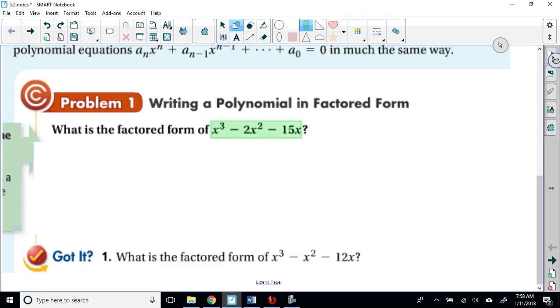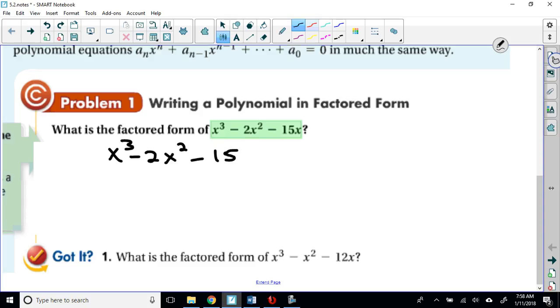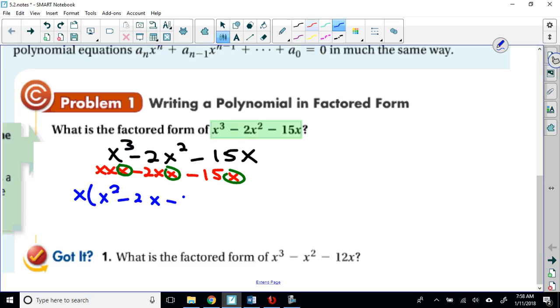That's a good start, and it actually is in standard form. So let me just write it a little bit bigger so we can see it. We got x cubed minus 2x squared minus 15x. So it's in standard form. That's always helpful to have them in standard form to start. So is there anything that we can do to break that down? Yeah, you can pull an x out or factor an x out. This is really xxx, this is minus 2xx, and this is minus 15x. There's a common x in all of them, so we factor an x out. That leaves behind x squared minus 2x minus 15.